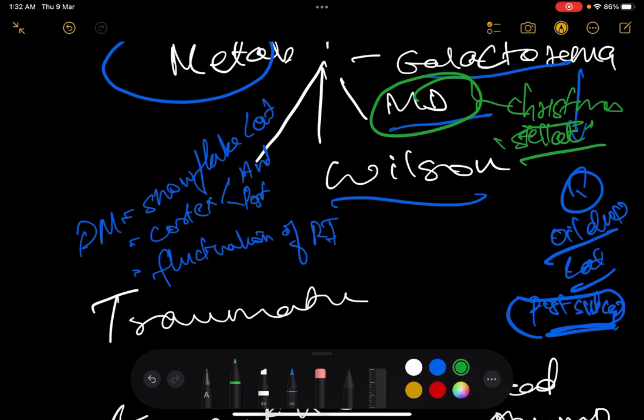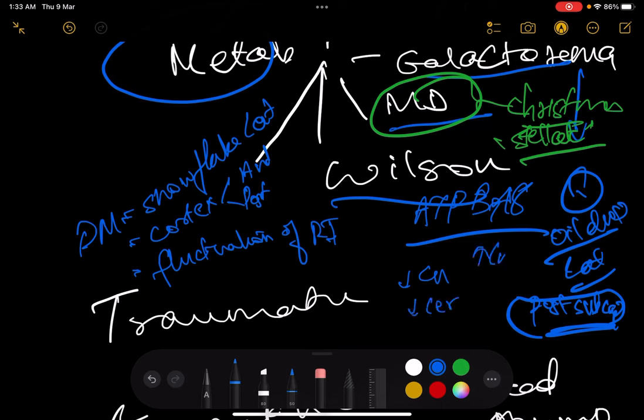Alright, and then obviously we have Wilson disease. Wilson disease is due to a deficiency of the ATP7B gene. The ATP7B gene is responsible for the excretion of copper into the bile ducts, and also the addition of copper into ceruloplasmin. So what occurs is that there's an increased level of copper in the serum, a decreased level of ceruloplasmin, and an increased amount of copper in the liver. The gold standard test is doing a liver biopsy and checking for copper levels.